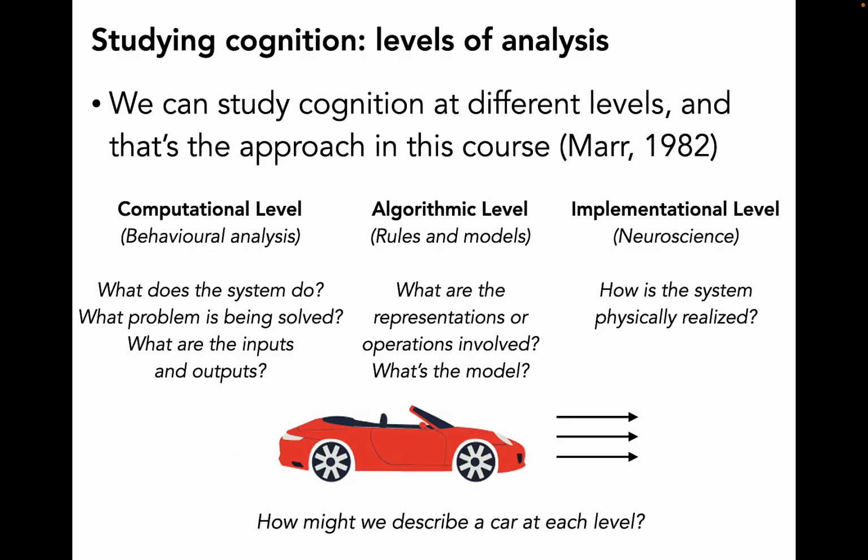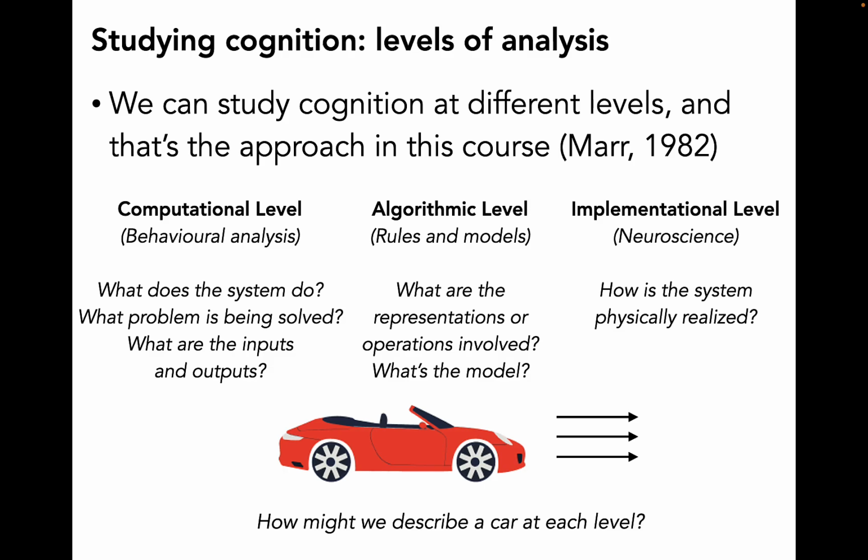So let's look at an example. Imagine we wanted to apply Marr's tri-level framework to an explanation of what a car is and what it does. So the first thing we would do is describe a car at a computational level. And again, you can think of this as behavioral analysis. What is a car good for? What problem does it solve? What are the inputs and what are the outputs, right? Gasoline or electricity, and the output is force, the wheels pushing against the road to move the car forward. Okay, so that's a computational level description of a car.